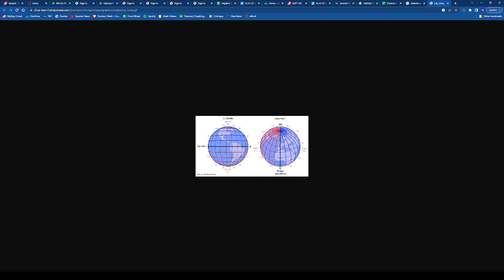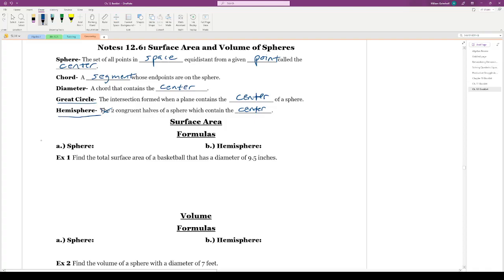So that's just a frame of reference of where you might have seen some of these ideas before. All right, so let's talk about formulas. We love formulas, right? So surface area for a sphere is one you probably have seen before. It's 4 pi r squared.